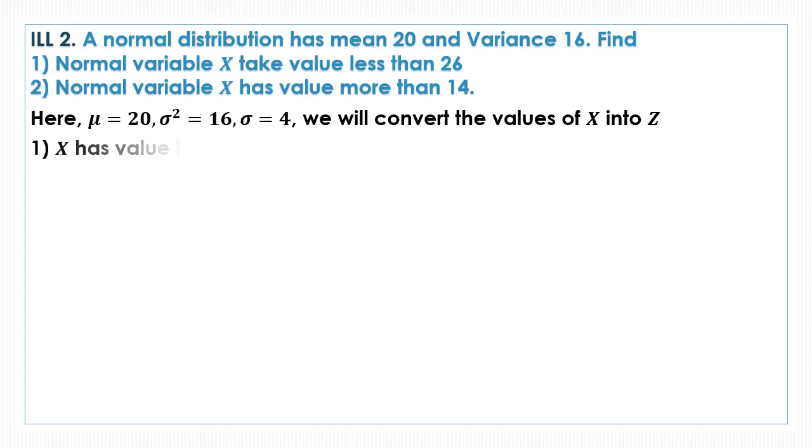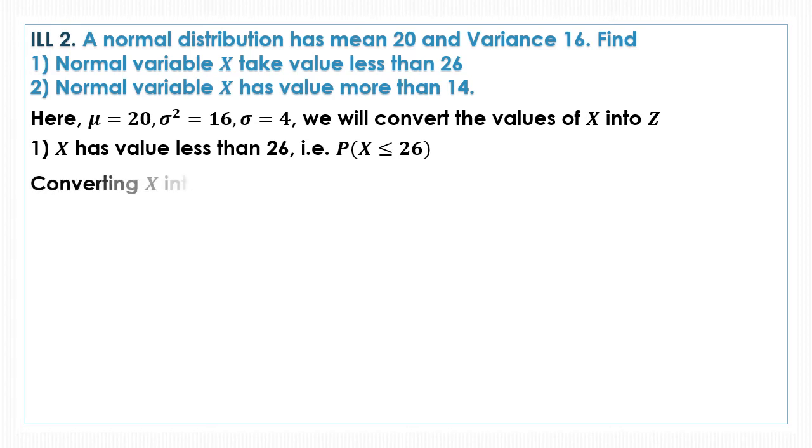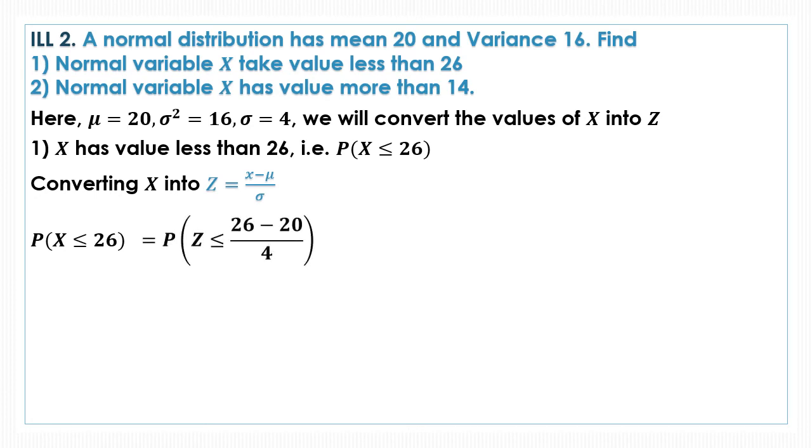Let's start. X has value less than 26, so x less than 26, just put this value into a symbol. So x is less than 26 and we will convert this into our z value. So when x is less than 26, it will be actually z less than (26 minus 20) upon 4, which will be z less than 6 upon 4, which is z less than 1.5. Okay, now as you can see here, there is only one value available. Let's see what we can do with that.